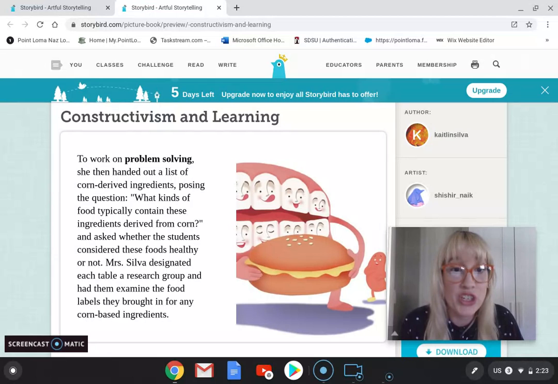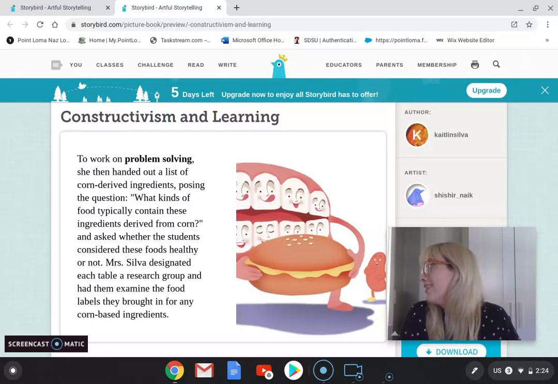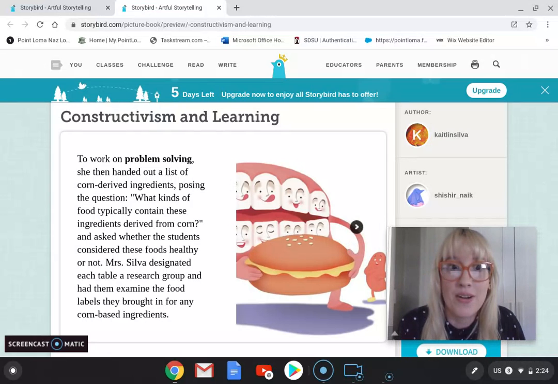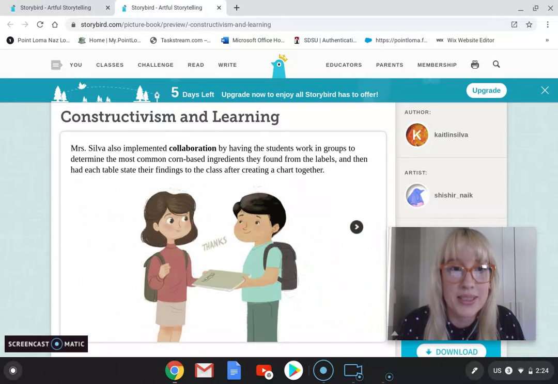To work on problem solving, she gives them a list of all the different corn-derived ingredients and poses the question, what kinds of food typically contain these ingredients derived from corn? She designated each table a research group and had them all look at the different labels that they brought in and examine them for any of these corn-derived ingredients. So they're problem solving, looking at these different ingredients and trying to find them in the common foods that they eat. And they're trying to figure out why they're all corn but have different hidden weird names.